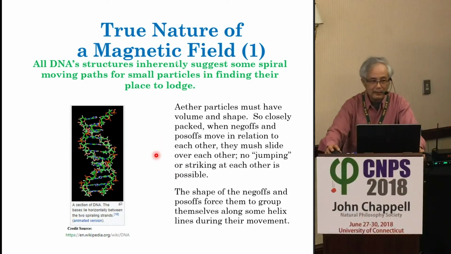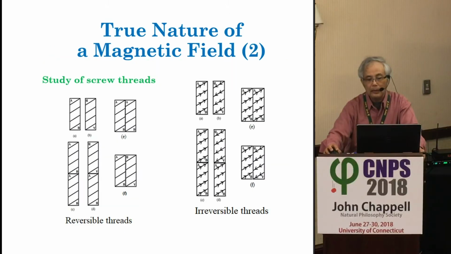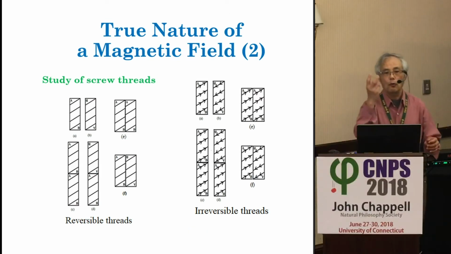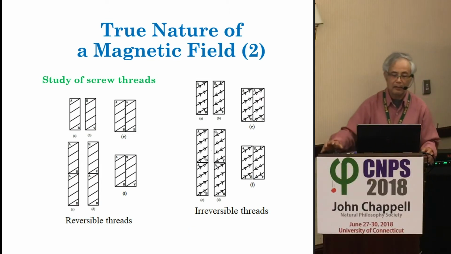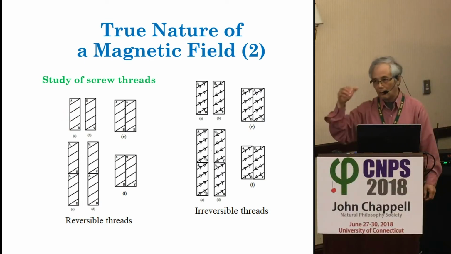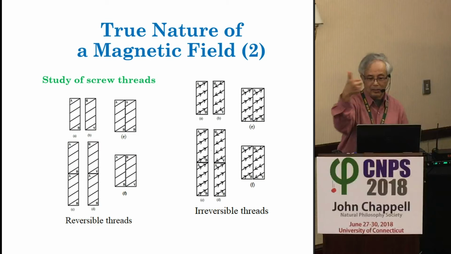But how the helical line is developed, we need to talk about some screw thread. Here's one screw rod, and that screw thread is the right hand screw turning.